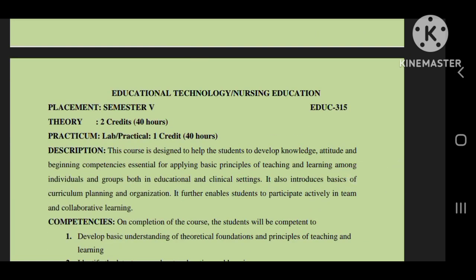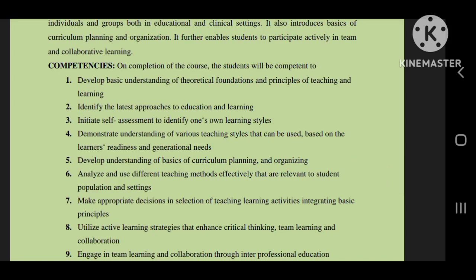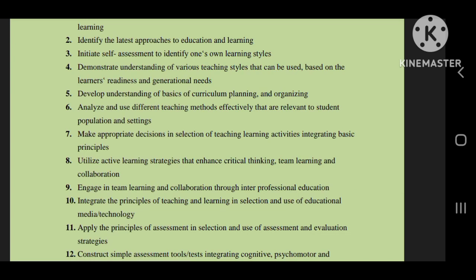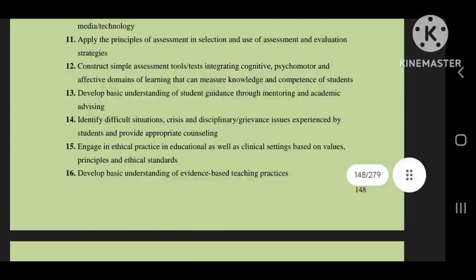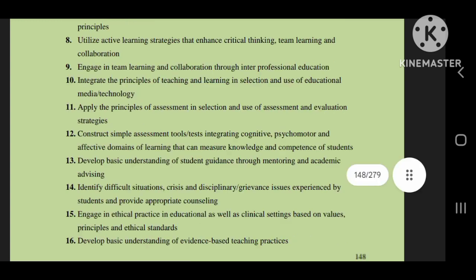And next is the educational technology or nursing education. In semester 5 you have 2 credits, that is 40 hours of theory hours, lab is for 40 hours. So on completion of the course, the student will be able to develop basic understanding of theoretical foundations and principles of teaching and learning, identify the latest approaches of education and learning, initiate self-assessment, identify one's own learning styles, demonstrate, utilize active learning strategies that enhance critical thinking.